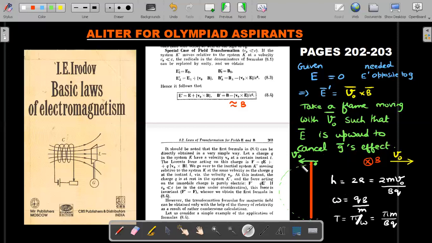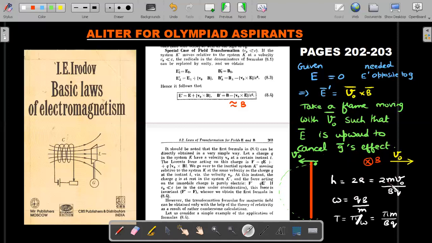Okay, so you could clearly see in this problem the value of h should be 2r, and the value of r is mv naught by bq. And you can substitute for v naught. How do you get the value of v naught? v naught is E prime by B. And what is E prime? E prime should be mg by q. You remember, mg should be cancelled by this q. So everything then substituted, you'll get all the results in a much shorter form.